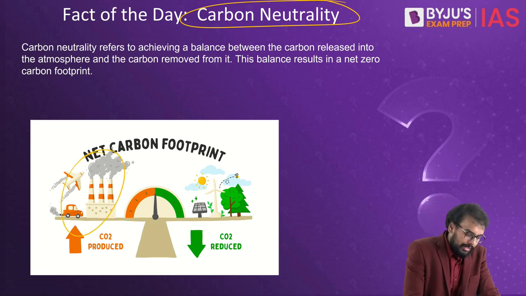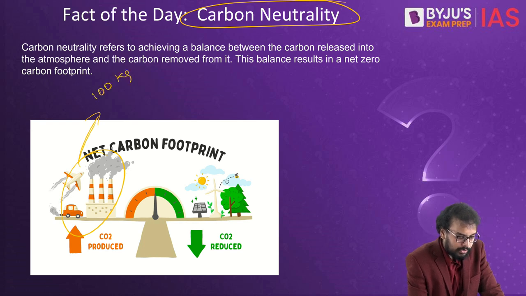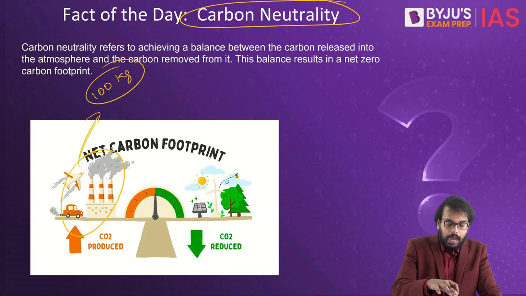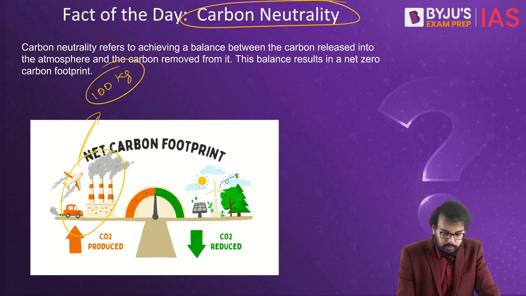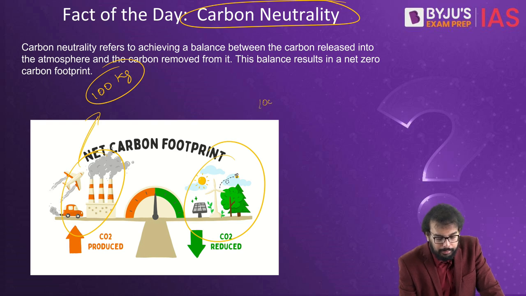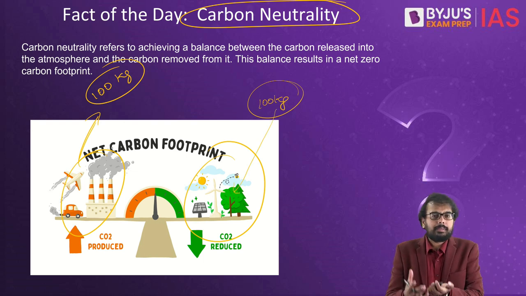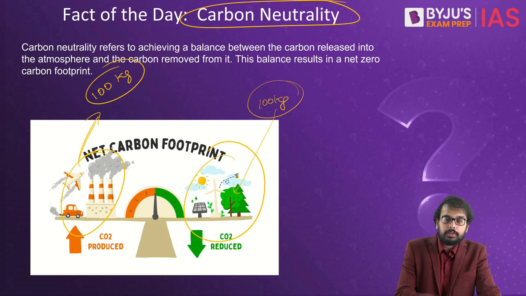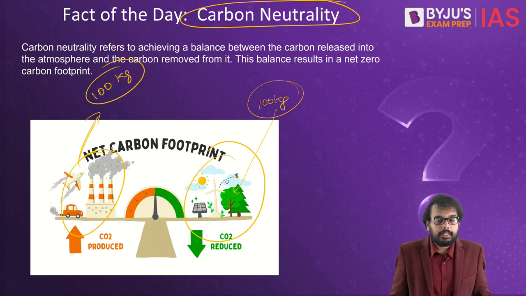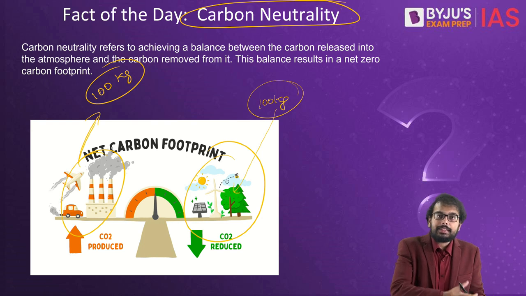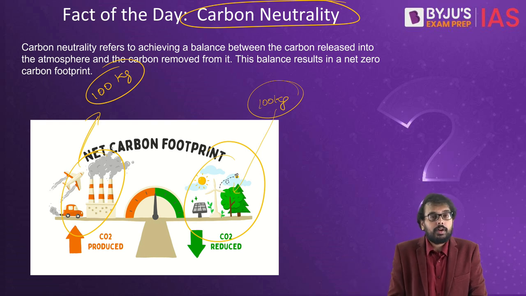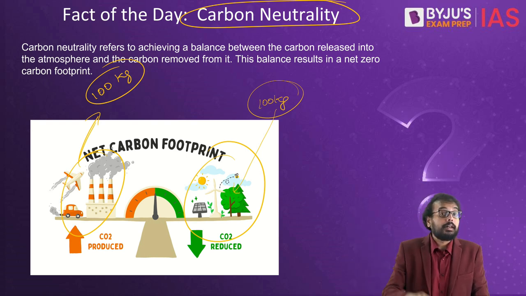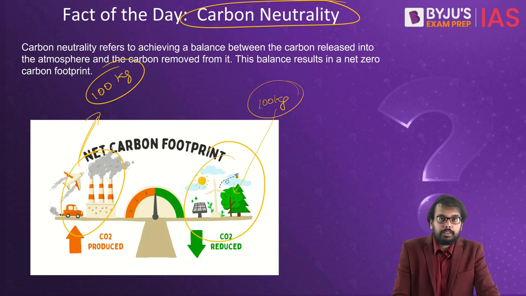Say, for example, let us consider there is an emission of 100 kg of carbon into the atmosphere, and there is a situation where 100 kg of carbon dioxide is being absorbed by the plants or from the atmosphere. This situation is called carbon neutrality. That is, on one side there is an emission of 100 kg of carbon dioxide, on the other side there is an absorption of 100 kg of carbon dioxide from the atmosphere. This situation is called carbon neutrality.